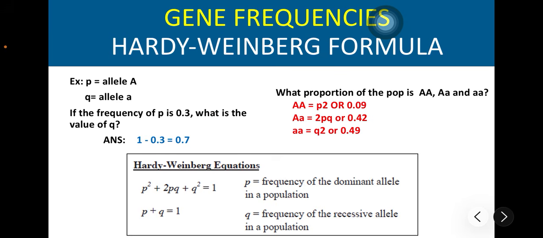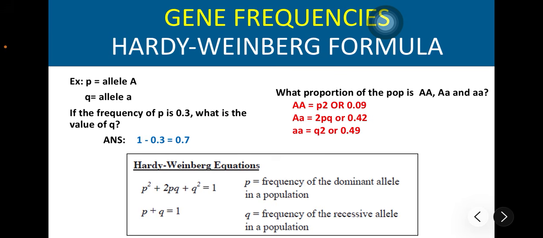So if the frequency of p is 0.3, what is the value of q? According to the formula, remember that p plus q is equal to 1. So 0.3 plus x is equal to 1. So x is equal to 1 minus 0.3. You need to transpose it in order to get the answer 0.7. To check if your answer is correct, p plus q is equal to 1. So 0.3, which is the value of your small p, and 0.7, which is the value of your small q, is equal to 1. So the answer, 0.7, is the value of the recessive gene.